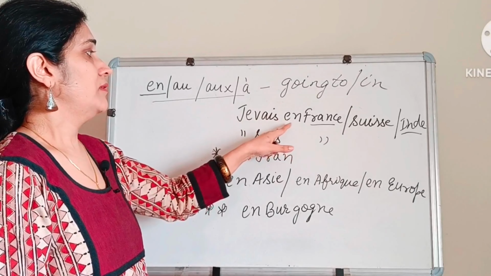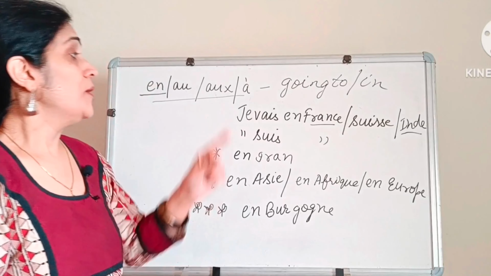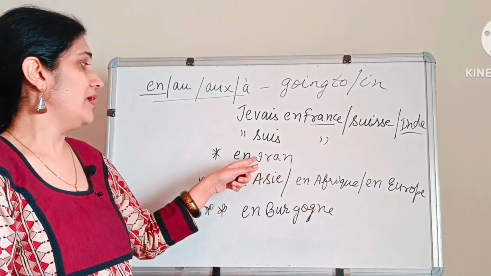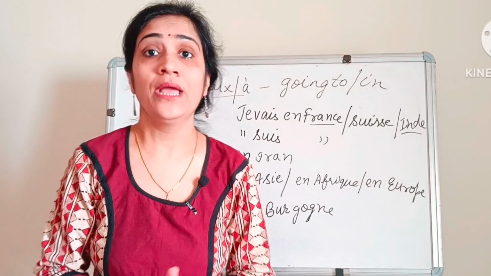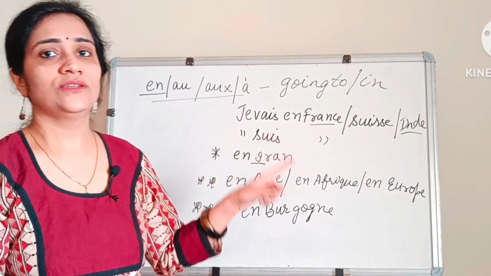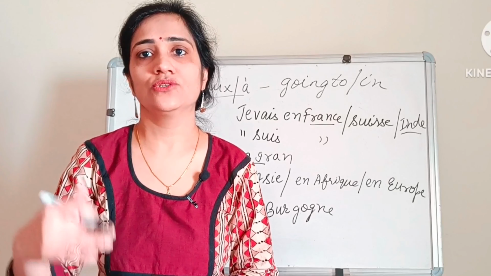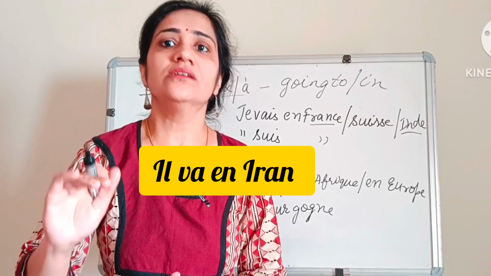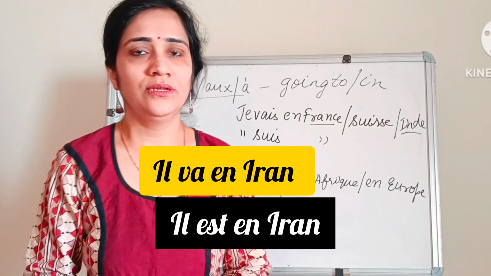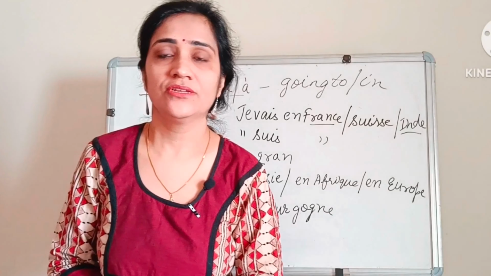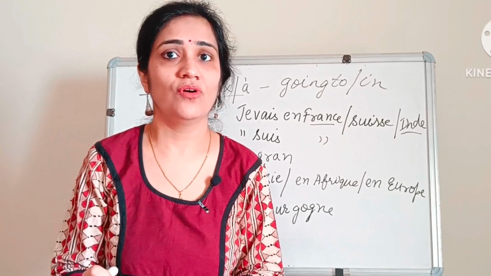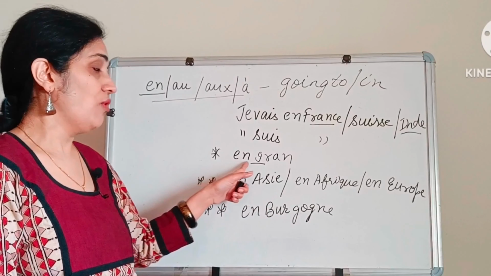So, en must be used with the feminine gender countries, but also with those masculine countries which begin with a vowel, like Iran. Iran is a masculine gender country, but it begins with the vowel I. So you have to use en referring to going to or in. Suppose he is going to Iran: il va en Iran. He is in Iran: il est en Iran. So though Iran is a masculine gender country, it begins with a vowel. So for those masculine gender countries which begin with a vowel, like Iran, you have to use en referring to going to or in.